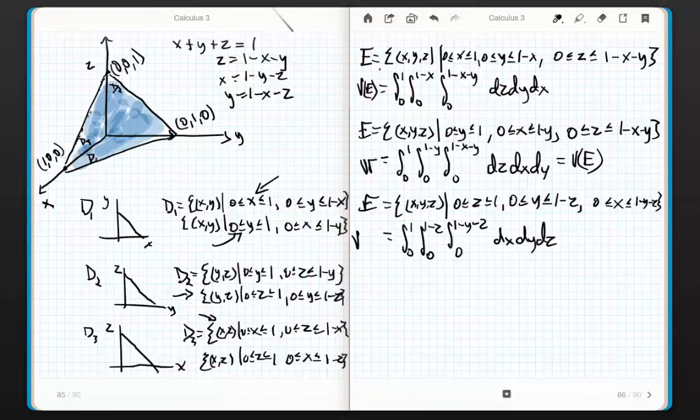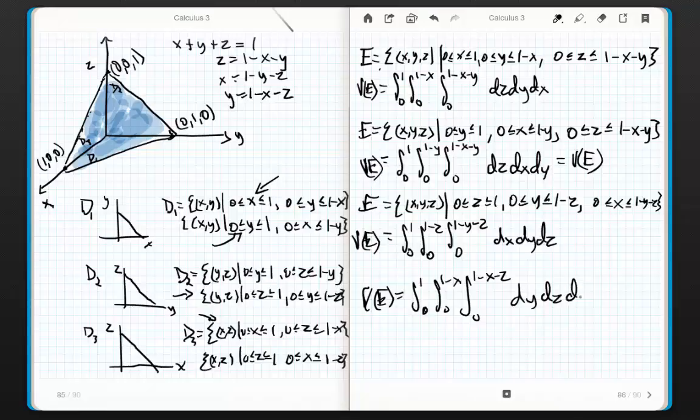This is my volume, by the way. I should have put volume here. I've got equal signs flying everywhere. The volume of my enclosure, my last one, without having to write the whole E thing, would be the integral from 0 to 1, integral from 0 to 1 minus x, and then the integral from 0 to 1 minus x minus z, and this would be dy, dz and dx. And that's how she works, okay?